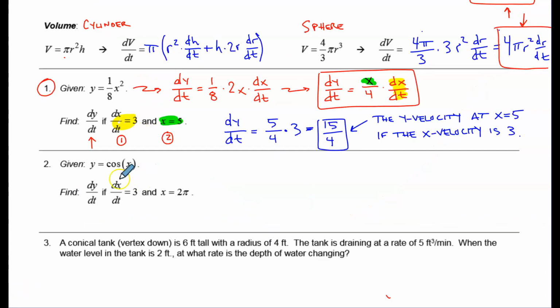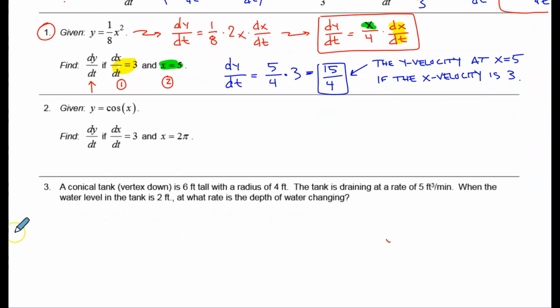Let's take a look at another one. Given y equals cosine of x, find dy/dt if dx/dt equals 3 and x equals 2 pi. Same type of problem, but we have now a trig function. So let's go ahead and find the derivative. Derivative of cosine is negative sine x. Implicit differentiation. I now need to apply the chain rule. So there's my derivative of y with respect to time, negative sine x times dx/dt.